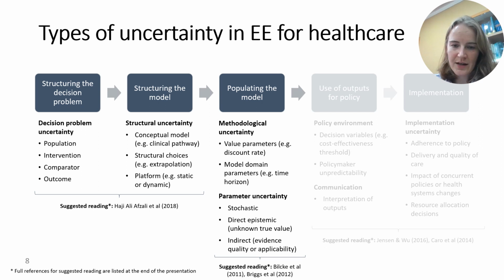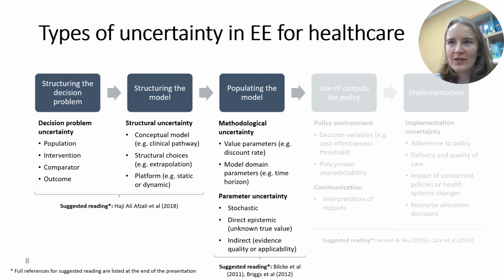And then the next step of populating the model. So there are two considerations that you have there. The first one, methodological uncertainty. This, you can think of it a bit in terms of the artistic license that you have as a modeler. So this comes to choices around time horizon. It comes down to choices around discount rates. There is no true value of that. It's inherently a value judgment. But that does introduce uncertainty. Different modelers have different choices, and that's going to change what the output of the model is.